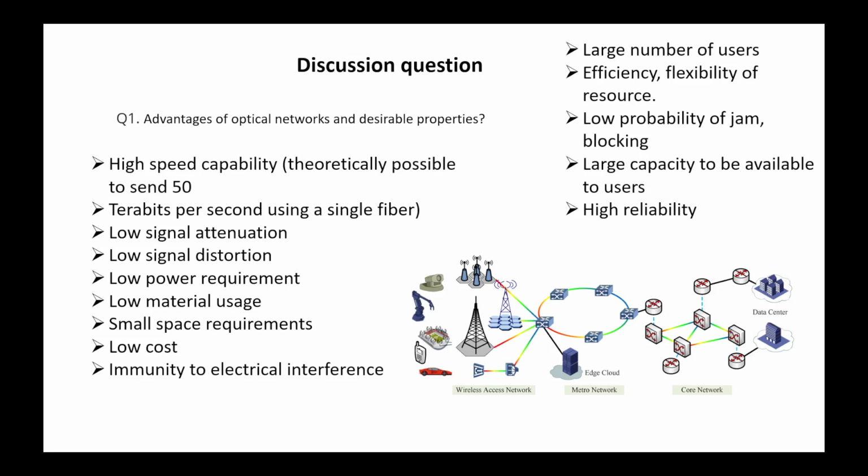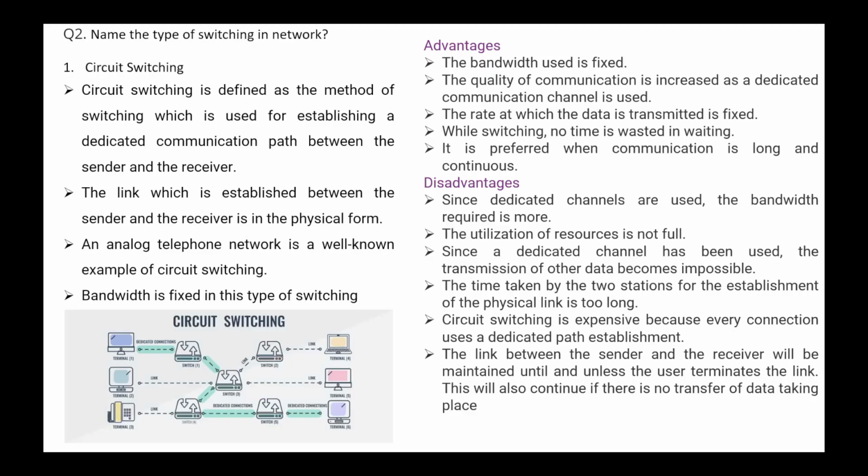Okay, sir. So the next question is the type of switching in a network. We have two types of switching in a network. One is circuit switching and another is packet switching. Circuit switching is defined as a method of switching which is used to establish a dedicated communication path between the sender and receiver. This is the diagram.